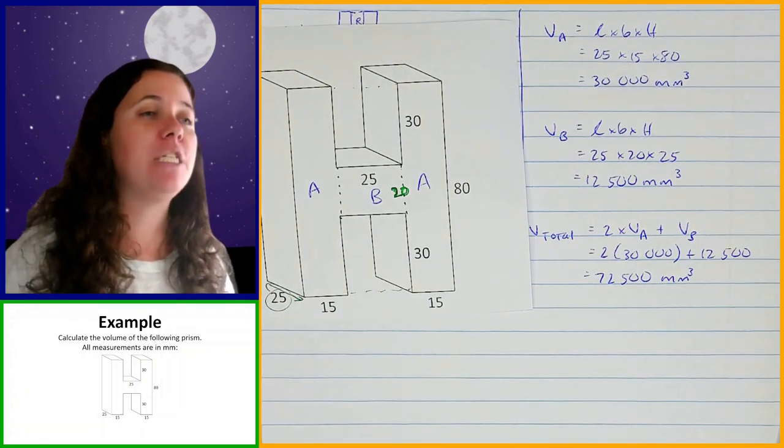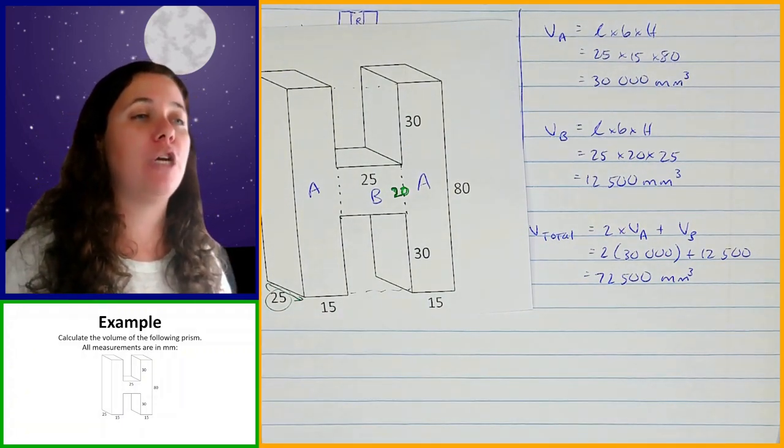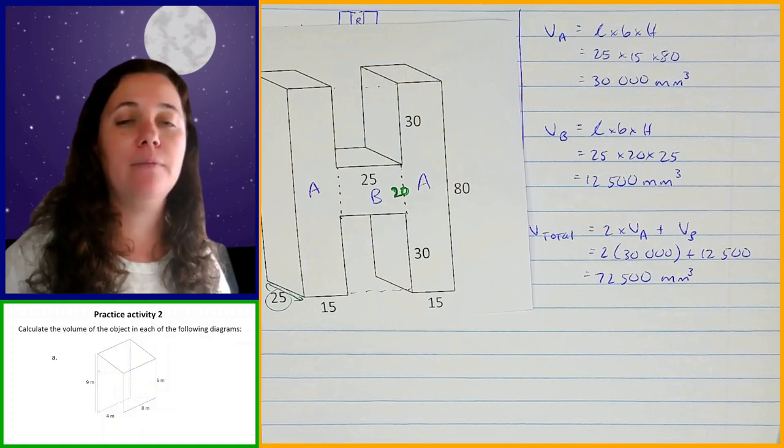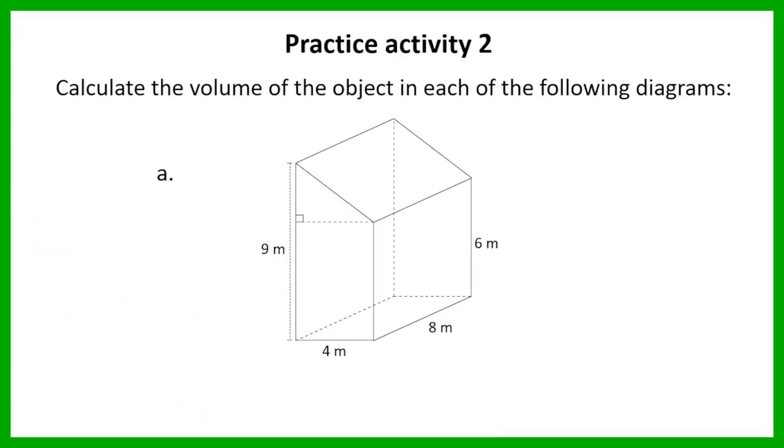Okay, right, now I'm going to give you two more that you're going to do for yourself, and then we're going to be done for today. So the first one you're going to do over here, you have got to work out only the volume of this prism over here, and I'm going to give you 2 minutes to work on this.